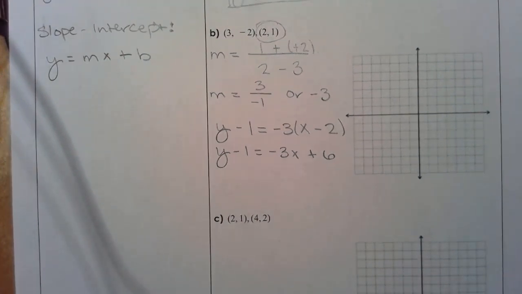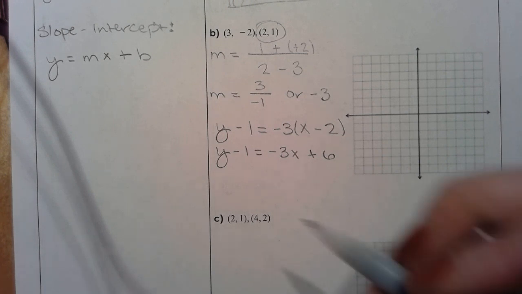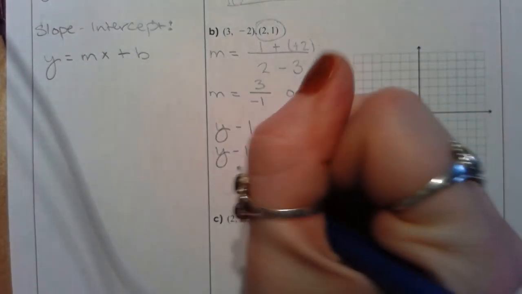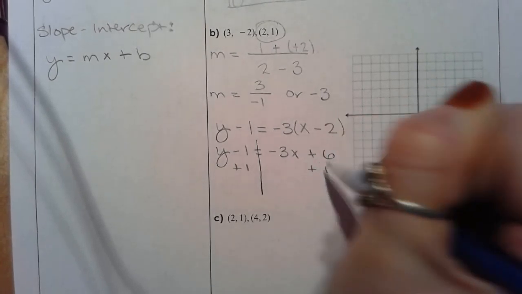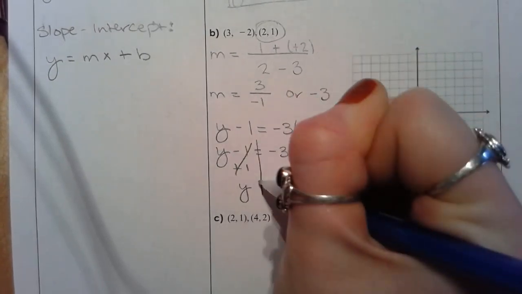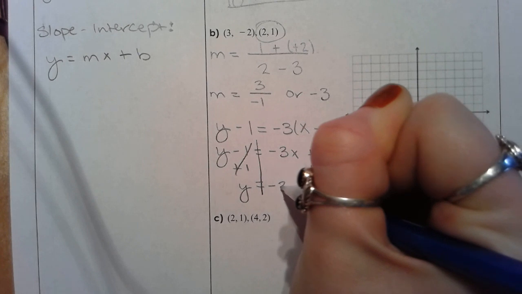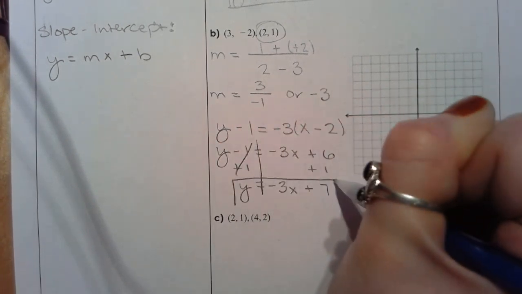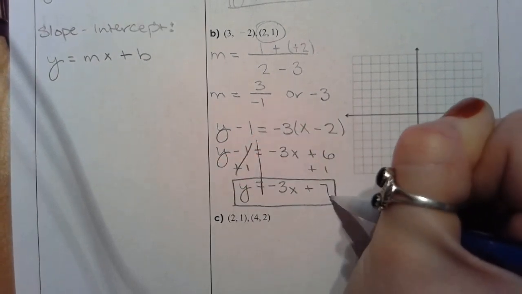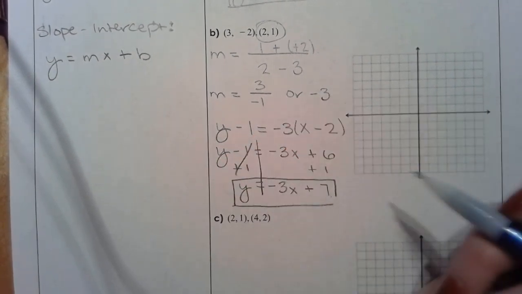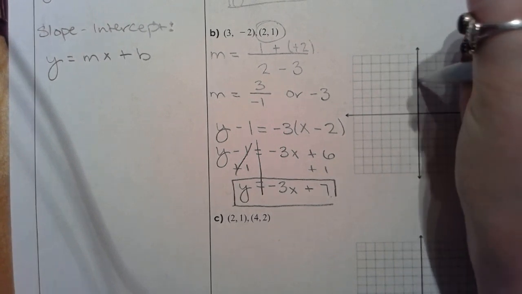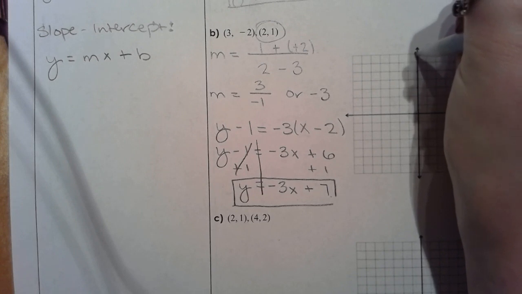And so to put this in slope-intercept form, we just want to get y all by itself. And to do that, currently y is being subtracted by 1. So we're going to add 1 to both sides. That's going to cancel. And I'm left with y equals negative 3x plus 7. Okay, now I have my b value, which is my y-intercept, and I have my slope. So along my y-axis, I'm going to go up to 7. So 1, 2, 3, 4, 5, 6, 7.